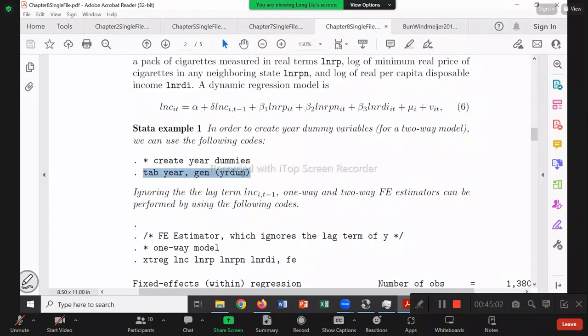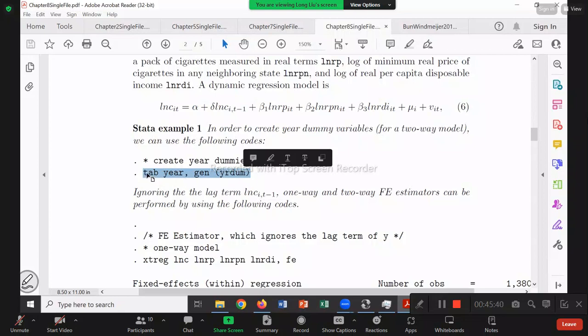I use a little command to create year dummies. Beforehand, I told you that to do a two-way model, you can use a shortened notation, i.year. Include i.year in your regression, then it automatically includes a bunch of year dummies. Right here, I show you the second, equivalent way to create a bunch of year dummies: tab, T-A-B, means tabulate. If you tab year, comma, generate a new variable, I call it YRDUM, short for year dummy.